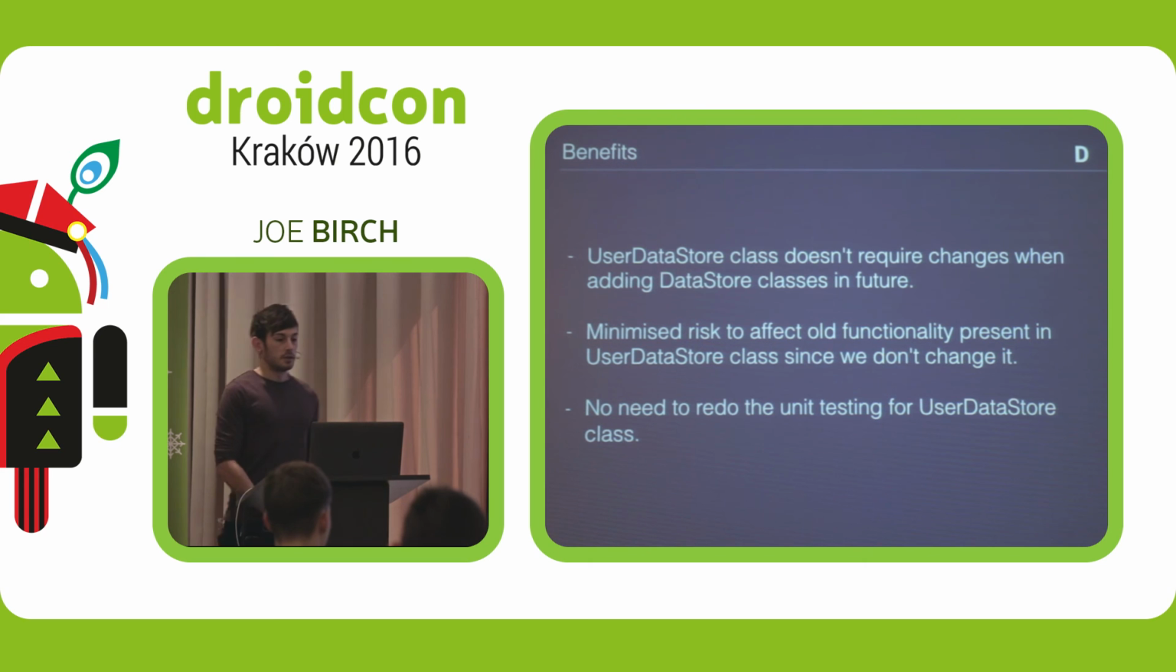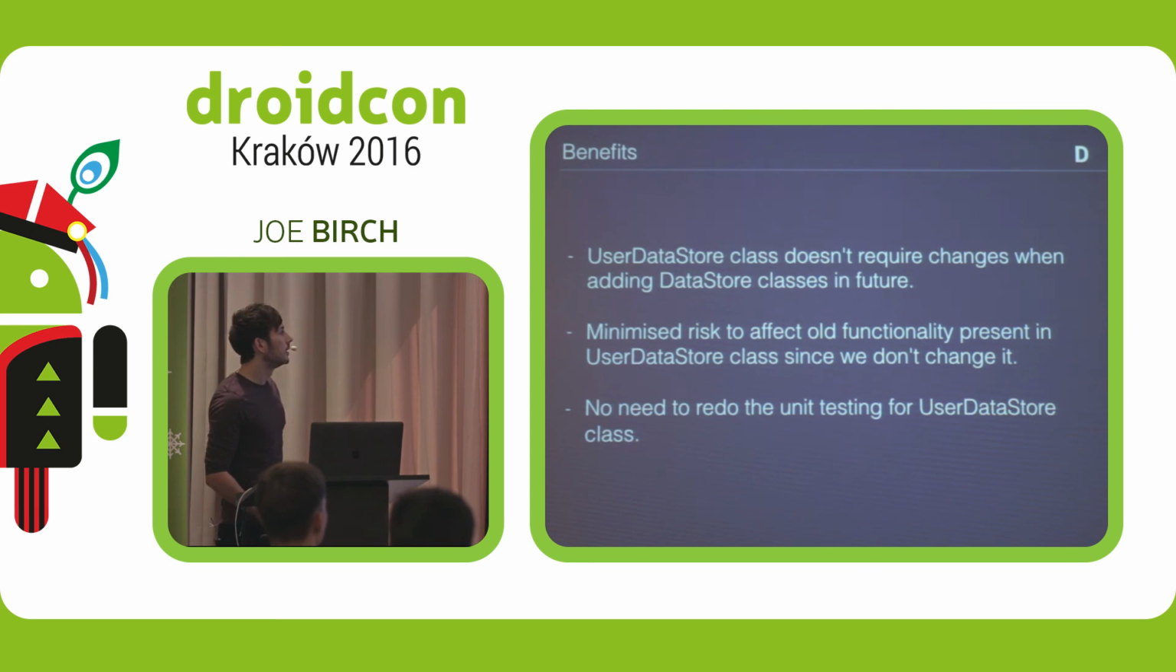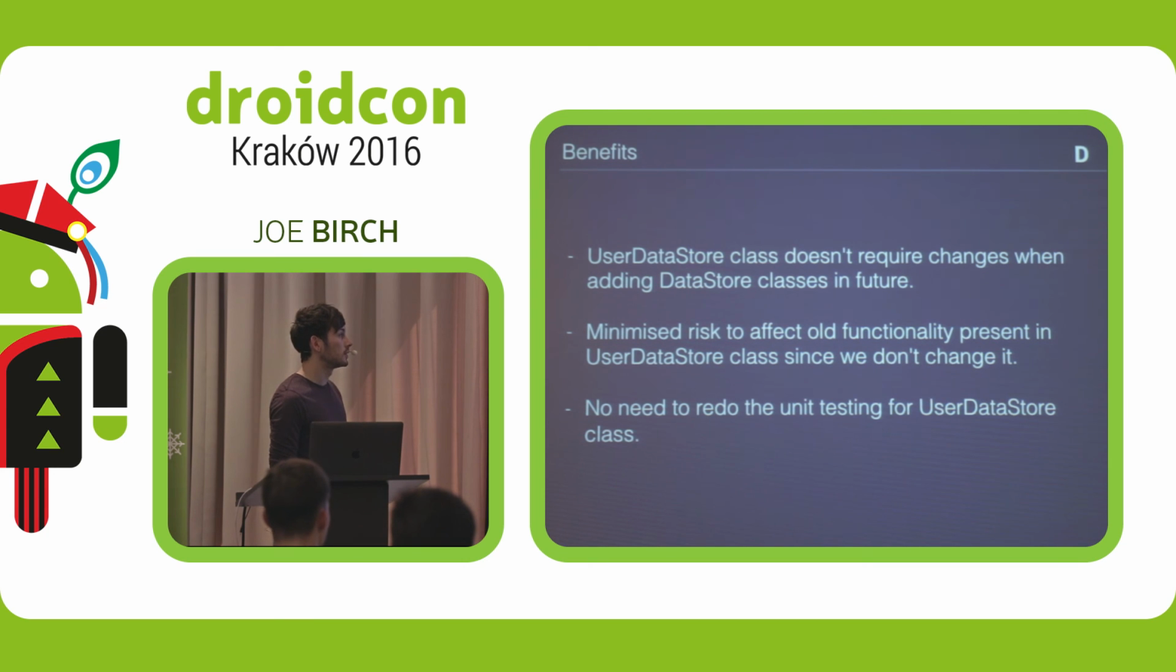And this is good because the user data store class doesn't require changes when we add data store classes in the future. It's just an interface, and we're just implementing it. We minimize the risk of affecting old functionality that's present in the user data store class, since we don't need to change it. And the user data store class is already tested, so we don't need to add unit tests to this class.